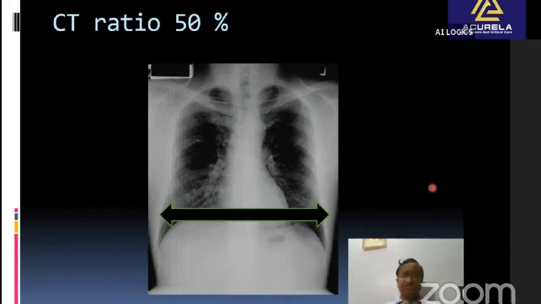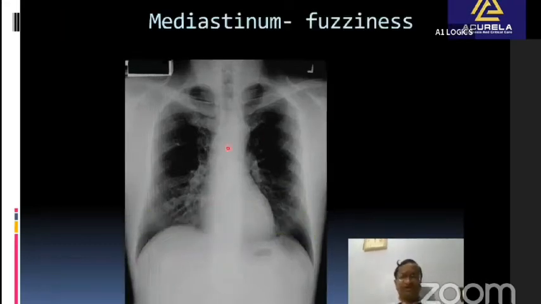The cardiothoracic ratio is more than 50%. It is not just like this. It is like this plus this should be more than 50% of this. So again, there is a mediastinum. There is a small fullness here. Now we have got this, then we go to the mediastinum.